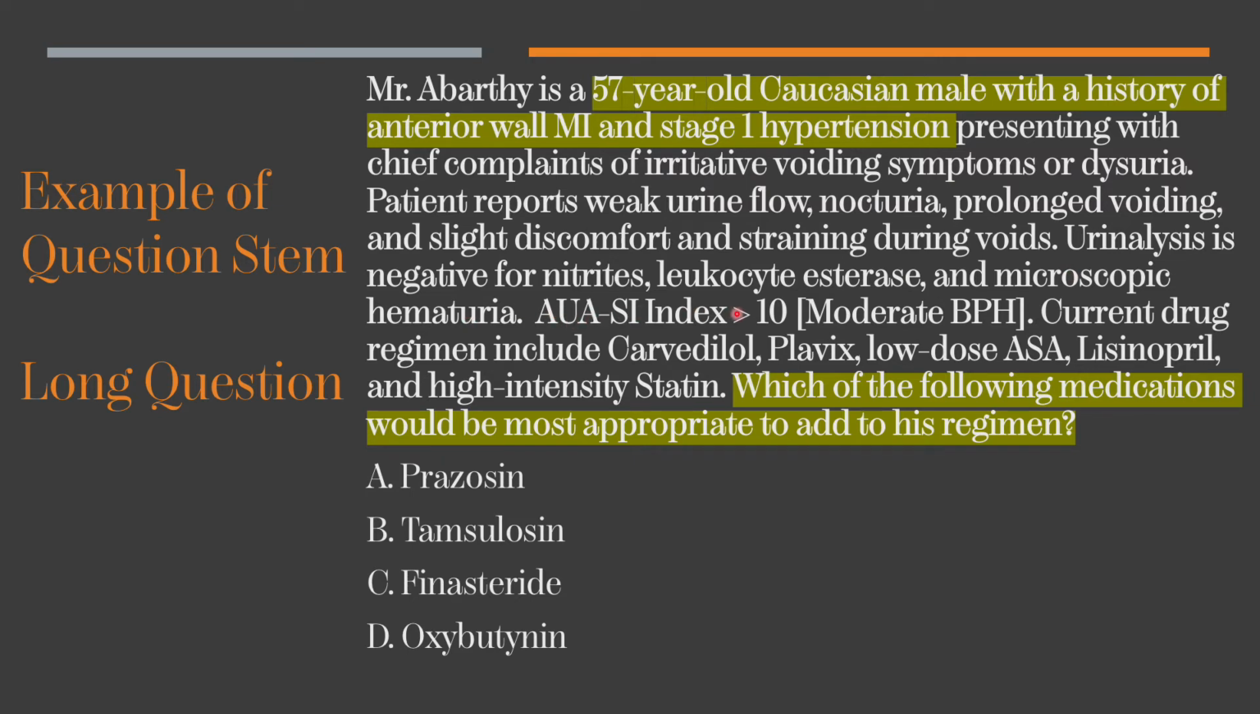AUA-SI index is greater than 10, which implies that the patient has moderate BPH. Current drug regimen includes carvedilol, Plavix, low-dose aspirin, lisinopril, and high-intensity statin. Which of the following medications would be most appropriate to add to his regimen? A. Prazosin. B. Tamsulosin. C. Finasteride. D. Oxybutynin.